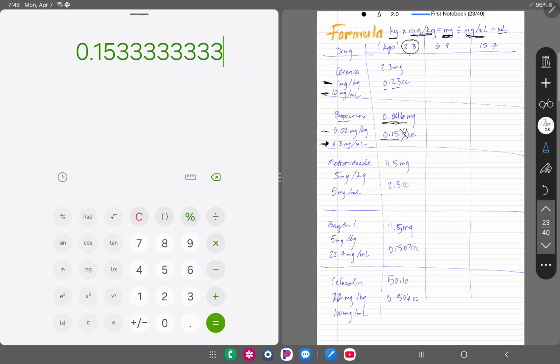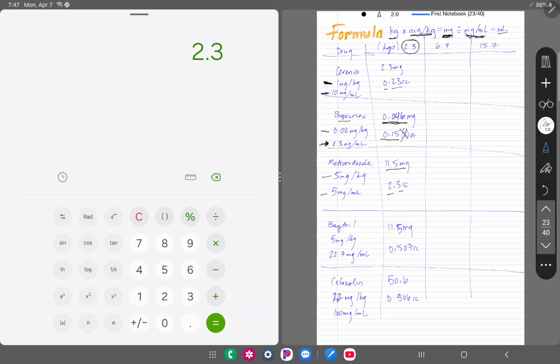Going down the list, metronidazole, you've got your mg per kg, or your dose, and your mg per mL, or your concentration. So if I take 2.3 times my mg per kg, which is 5, I'm going to get 11.5 milligrams. Now I take that divided by the concentration, which is also 5, and now I end up with 2.3 cc's. And that's the dose you're going to give in mLs.